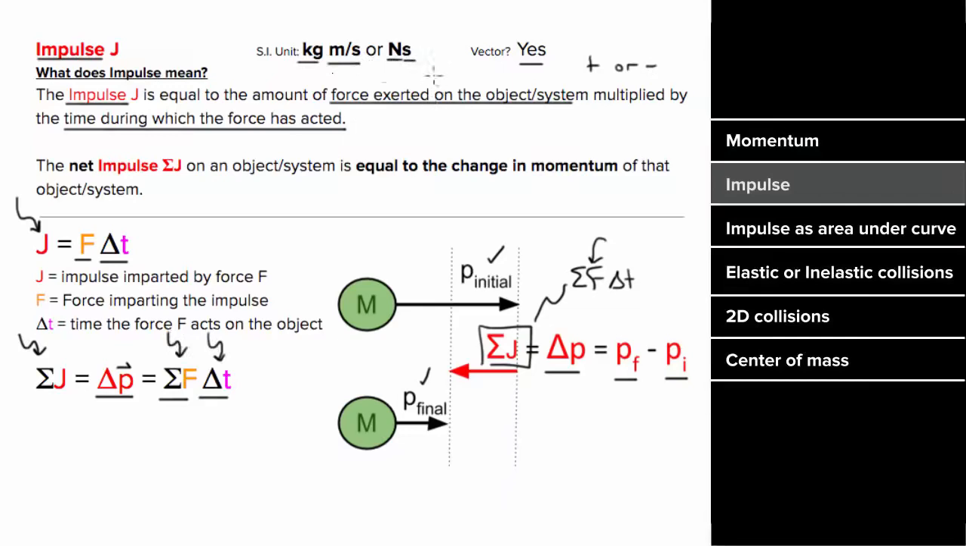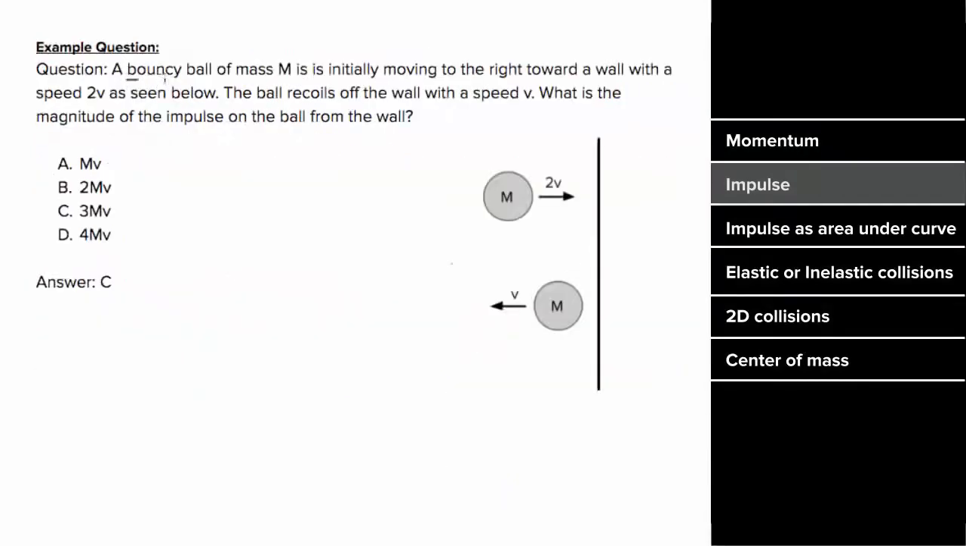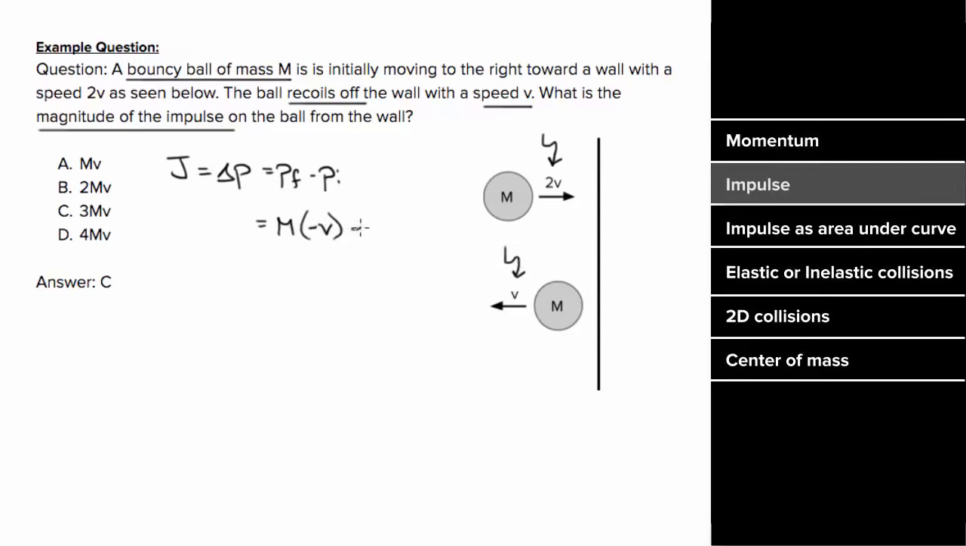So what's an example problem involving impulse look like? Let's say a bouncy ball of mass m is initially moving to the right with a speed 2v, and it recoils off a wall with a speed v, and we want to know what's the magnitude of the impulse on the ball from the wall. So the impulse J is going to be equal to the change in momentum. The change in momentum is P final minus P initial. So the final momentum is going to be the mass times the final velocity, but this velocity is heading leftward, so you can't forget the negative sign, minus the initial momentum, which would be m times 2v, which gives a net impulse of negative 3mv.